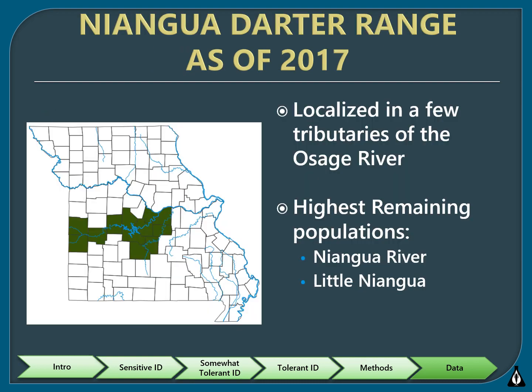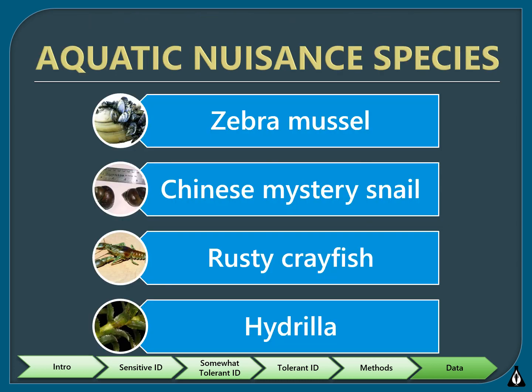Here is a map of Niangua darter range. This includes the Niangua River watershed, the Sac River watershed, the Tavern Creek watershed, and the Marys River and Pomme de Terre River. Again, please do not monitor the streams between March 15th and June 15th. It's important to be mindful of nuisance species as well. Some of the invasive species in Missouri streams are zebra mussel, Chinese mystery snail, rusty crayfish, and hydrilla.